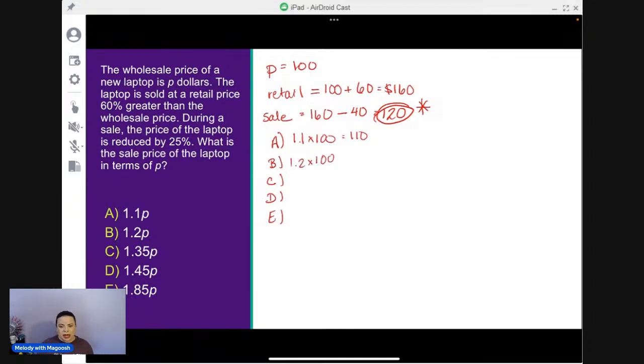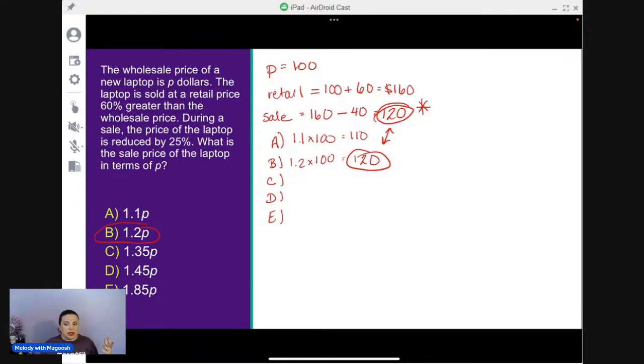In fact, many of us probably don't have to actually work out all of the answer choices to see what's going to happen. Look what happened. 1.2 times 100 is $120. That's exactly the same as that target value we were looking for. And we can see by looking ahead at the remaining answer choices that none of them are going to come out to be the same. So our correct answer here is 1.2 times P.